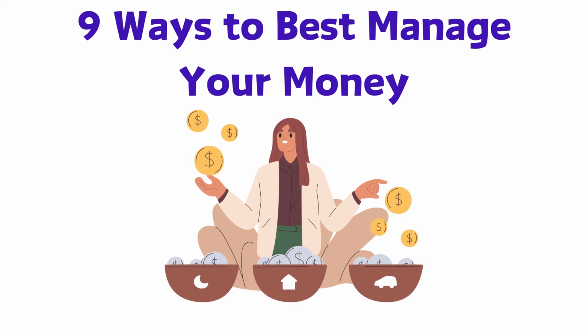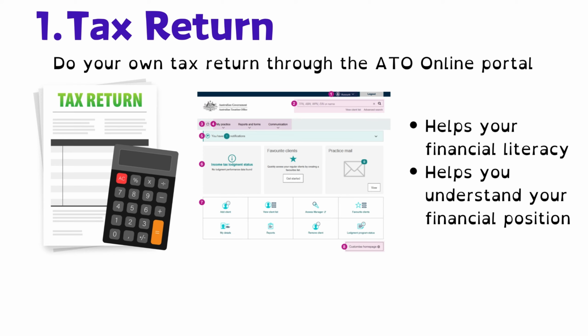Now let's look at 9 ways you can best manage your money. 1. Do your own tax return. In Australia, you can do your own tax return through the MyGov website. There may be some confusing questions, but the Tax Office website has helpful resources to support you to understand. The more you know about the process, the more financially literate you will be. So encourage new people to the workplace to embrace the tax return process. If it is too hard for you, you can pay a tax agent to support you with the tax return.